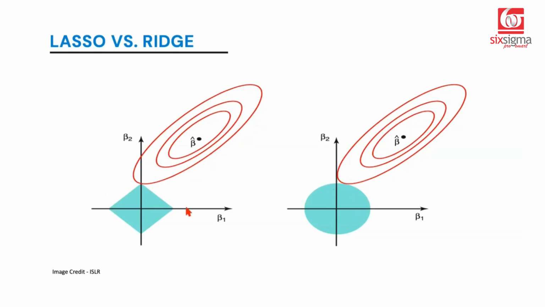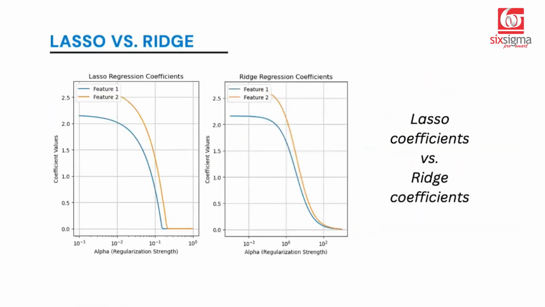You can imagine if these elliptical boundaries had touched the axis here, then there would be some value for beta 1, but the value for beta 2 would have become 0. But that again would not be possible in case of this circular shape. So once again, summing up, Lasso is capable of reducing the coefficients to exactly 0, whereas Ridge would take them to almost 0, but won't make them exactly 0.